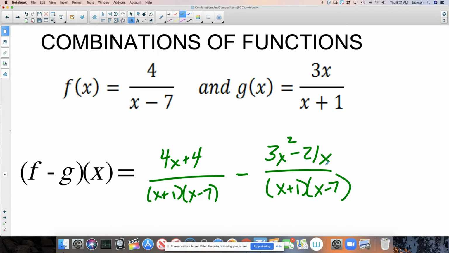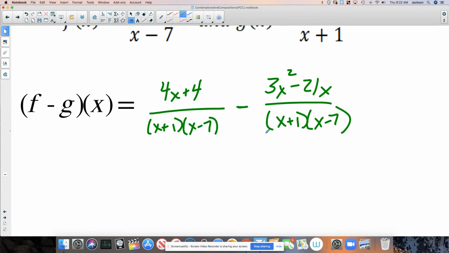Now, everything up to this point is the same, right? We need a common denominator. It's the same two functions we were trying to add before. Here's where things get different. I am subtracting all of these terms. So when you're subtracting fractions, you've got to be really careful here because you are subtracting this numerator. Notice the parentheses coming in now. You're subtracting this numerator from this numerator.